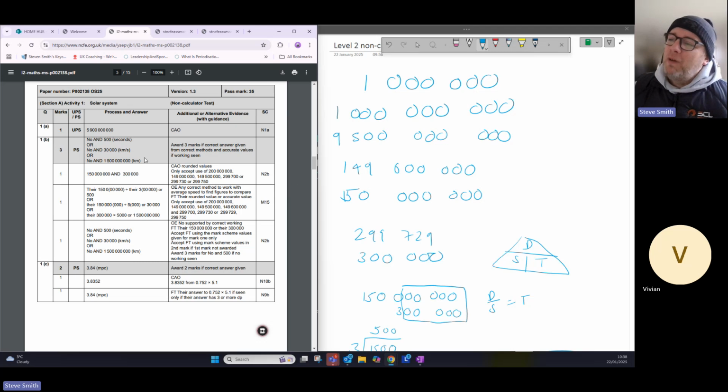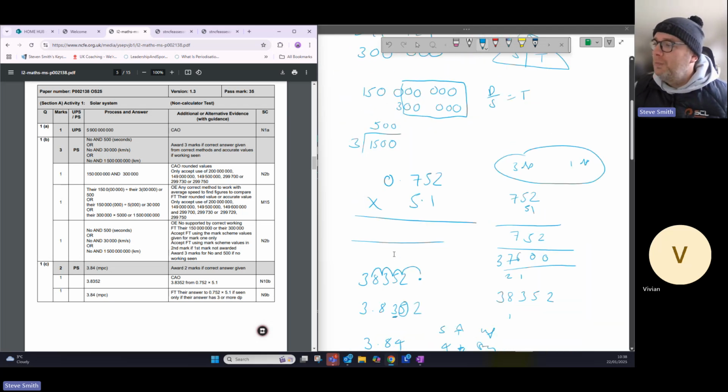Okay, then we had the rounding of numbers up. We rounded them both up. We rounded the 149.6 to 150. We rounded the 299,730 up to 300. And so we've got a rounded figure of 1,500 divided by 3, and therefore we have 500. And that is the answer, 500 seconds. So it's a no. We said no.